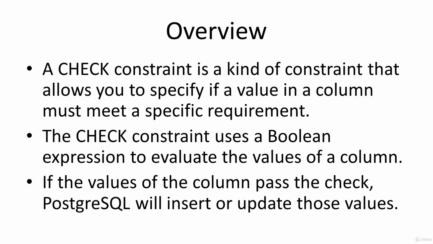So a check constraint is a kind of constraint that allows you to specify if a value in a column must meet a specific requirement. We've already seen constraints such as not null or unique used, but check is a really useful constraint to use on your columns. The check constraint uses a Boolean expression of some kind to evaluate the values of a column. If the values of the column pass that Boolean check, so it's going to be some sort of true or false check, then PostgreSQL will insert or update those values. Otherwise, it'll return some sort of error.